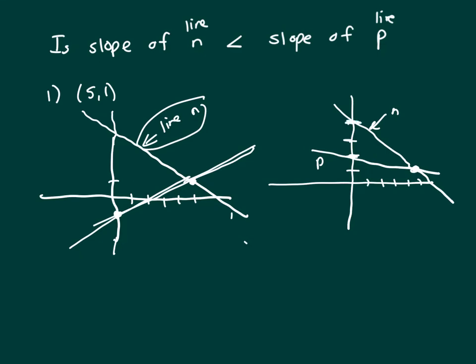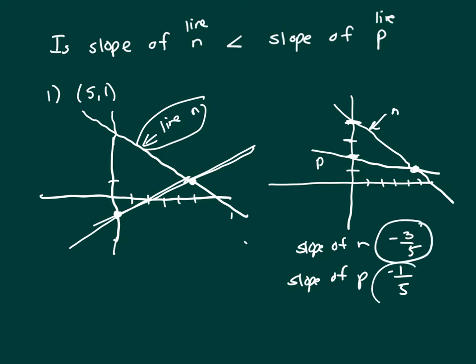So the slope of N would be negative. Go down 1, 2, 3, and run 5, so negative 3/5. And the slope of P would be down 1 and run 5. And this is less than that. So if you put both, it's because N is steeper, so its slope is going to be less. And the y-intercept above that makes it steeper since they're both going through that same ordered pair. So the answer would be C. Put both of them together.